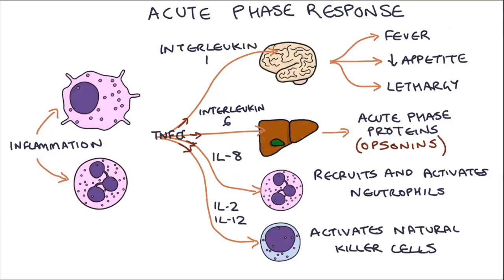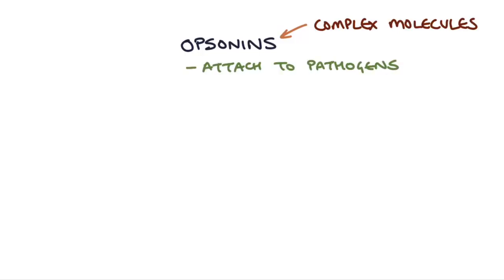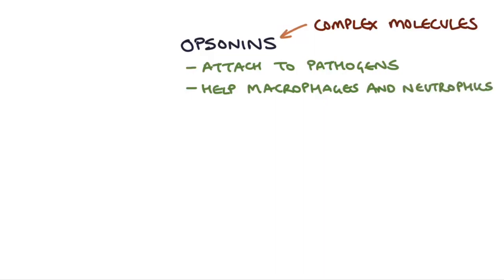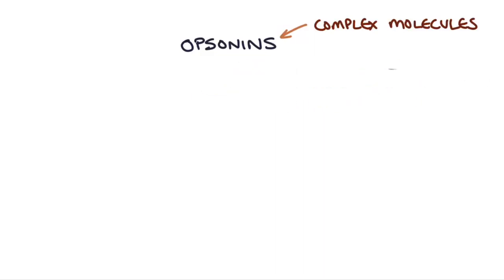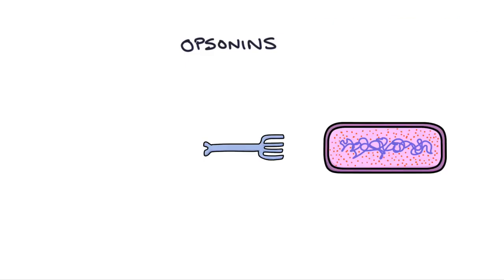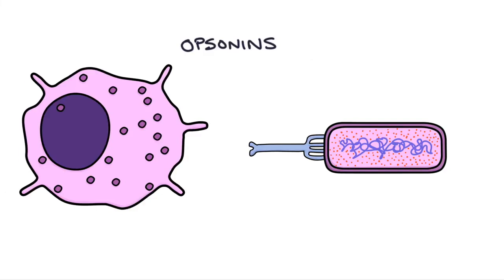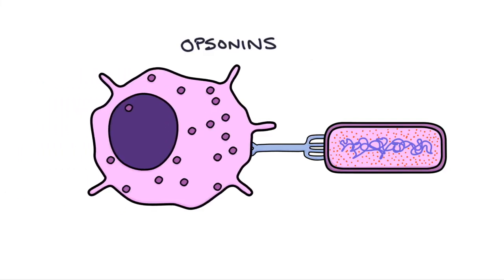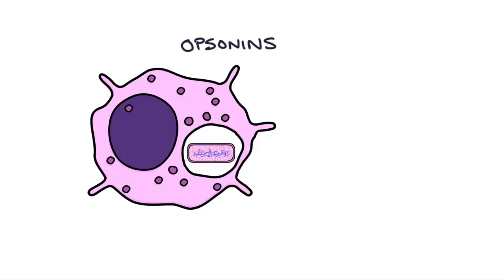As I just mentioned, I want to take a quick look at opsonins, as these are very important in the immune system. Opsonins are complex molecules that attach themselves to pathogens and make it easier for macrophages and neutrophils to recognize and phagocytose that pathogen. I think of them a bit like a fork that spears the pathogen so that the macrophage can attach to the other end of the fork and then use it to eat the pathogen.